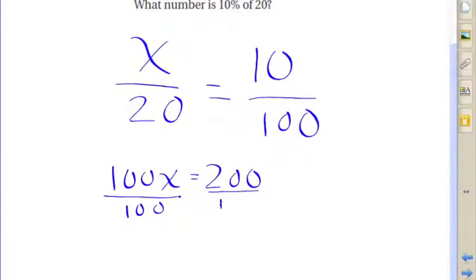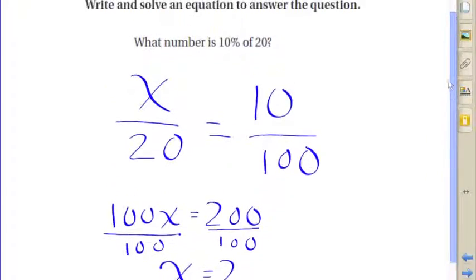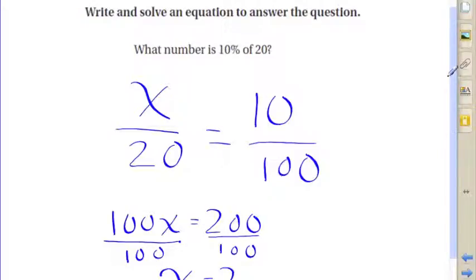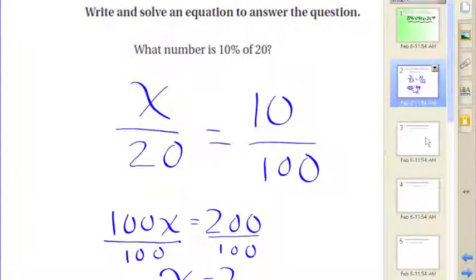It's important that you match everything up. So again, what number is 10% of 20? So here it is, x over 20 equals 10 over 100. Cross multiply, divide, and you find out that x equals 2. Okay, so the number we're looking for here all along was 2, which makes sense. The 2 is 10% out of 20.